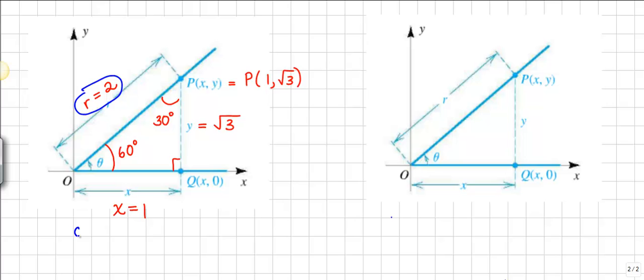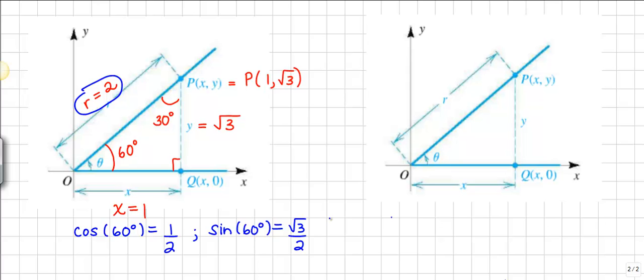So if you calculate the cosine of 60 degrees, for example, it would be the x-coordinate divided by r, and the sine of 60 degrees would be the y-coordinate divided by r.